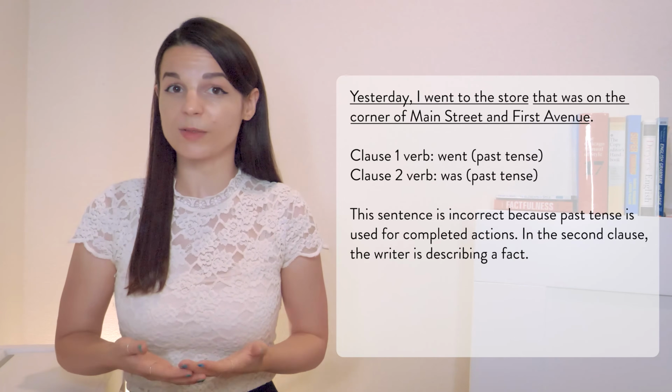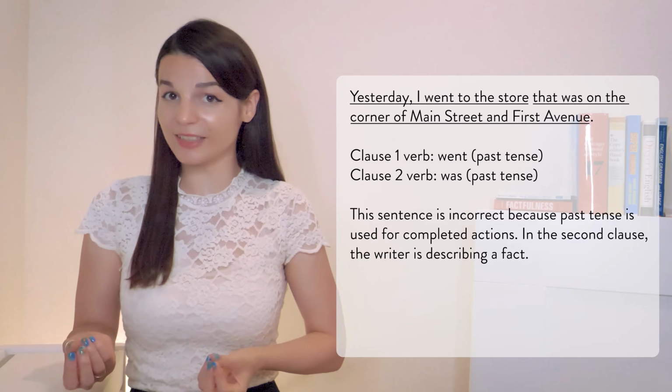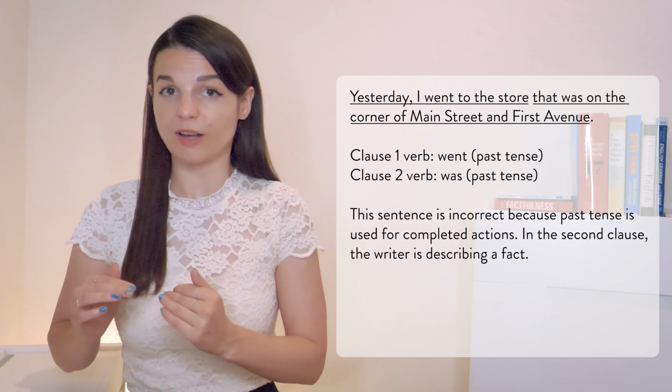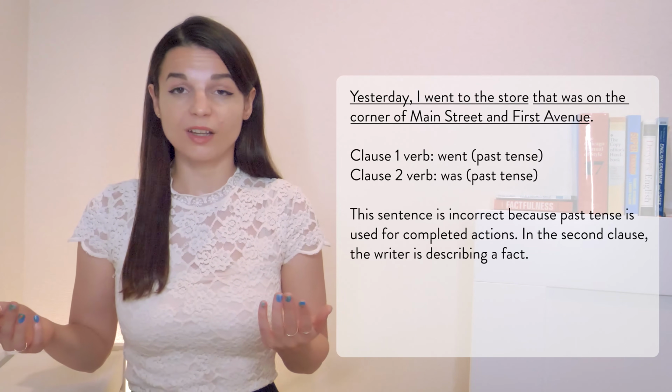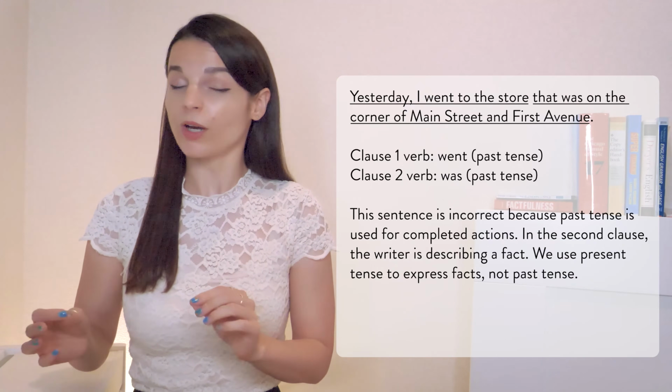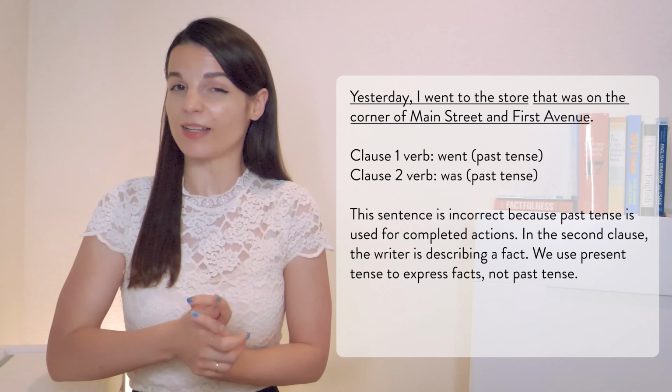This is incorrect because past tense is used for completed actions. In the second clause, the writer is describing a general fact, something that is always true. The store's location is a general fact. It doesn't change. We use present tense to express this, not past tense.